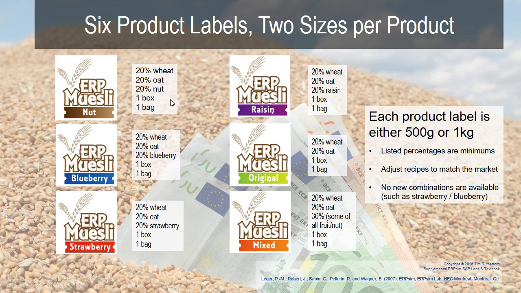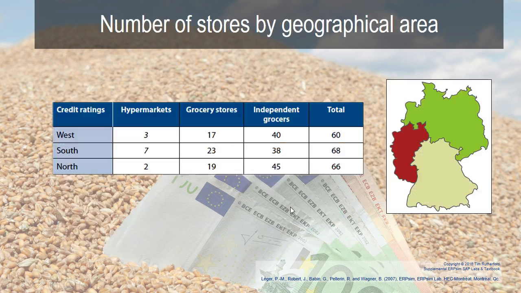And what that means is you can't do something like a blueberry-strawberry muesli. If you want to have blueberries and strawberries together, that's under mixed, and mixed requires some of all of these: the raisin, the nut, the blueberry, and the strawberry. So you couldn't just have strawberry and blueberry; you'd have to have some nut and some raisin within it. You might make it heavier on the blueberry, heavier on the strawberry, light on the nut, light on the raisin. That's something you could do, but it would have those in there. So it would not be a new product. There are no new products within this.